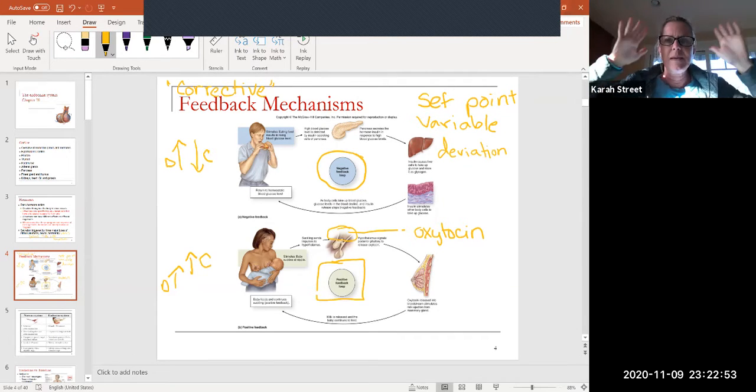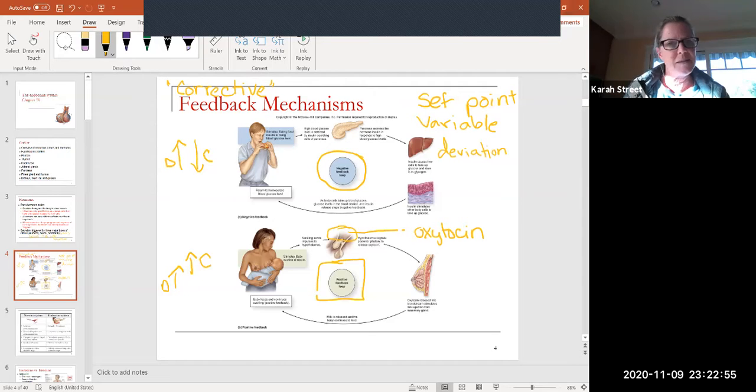There has to be a negative feedback that comes in and says, right then, enough of that. Let's go back toward our set point. So with the baby being born, that's the negative feedback. Now there is no longer a head pressing on the woman's cervix. Baby's born.